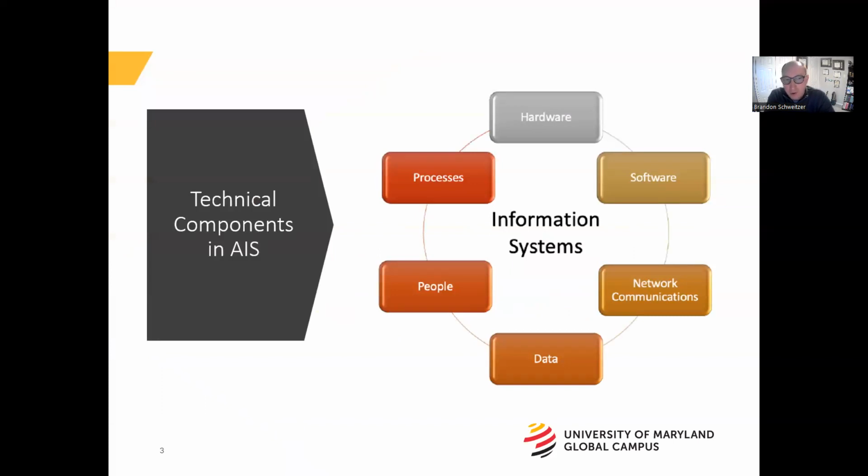So the technical components that we discussed last week within an accounting information system include things like hardware, software, network communications, data, people, and processes. All of these are needed within an accounting information system to effectively operate the business using the data that comes from that system. Now, today I want to focus a little bit more on the software side of things, the data, the people, and the processes.